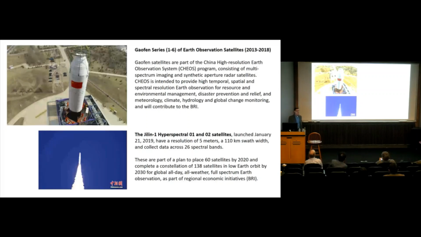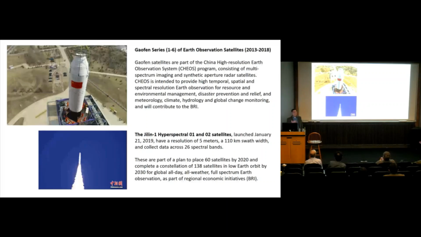Two hyperspectral satellites were launched on Jilin-1 this past January. That's with a contract between the Chinese Academy of Sciences and a private company. And these hyperspectral satellites have a resolution of 5 meters, and they collect data across 26 spectral bands. That's actually quite a bit more than your typical multispectral satellite would have.